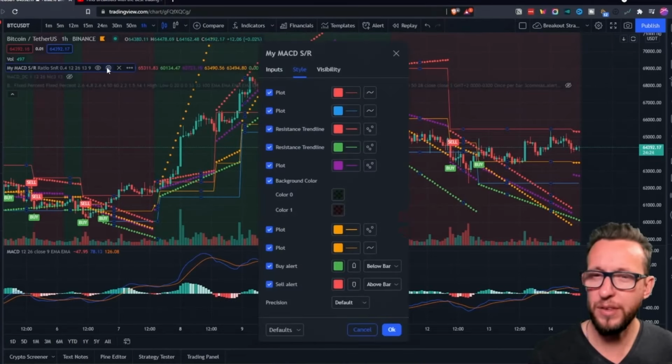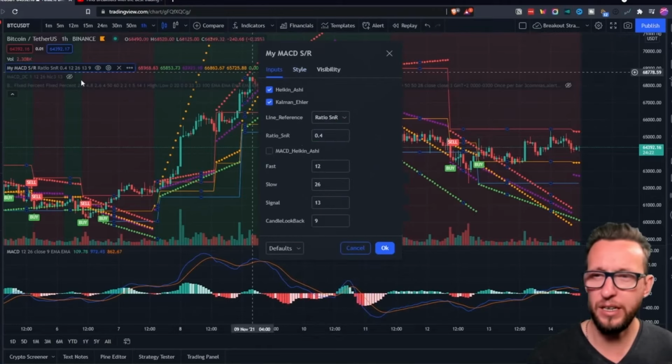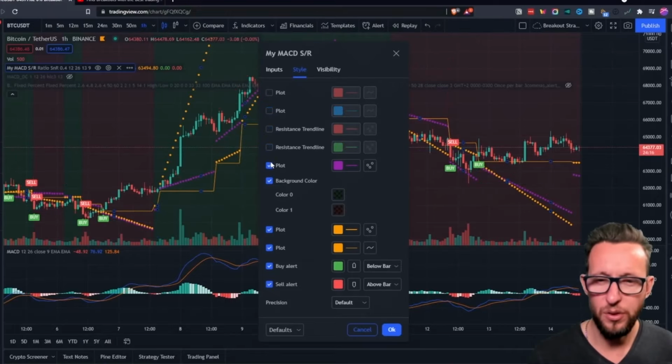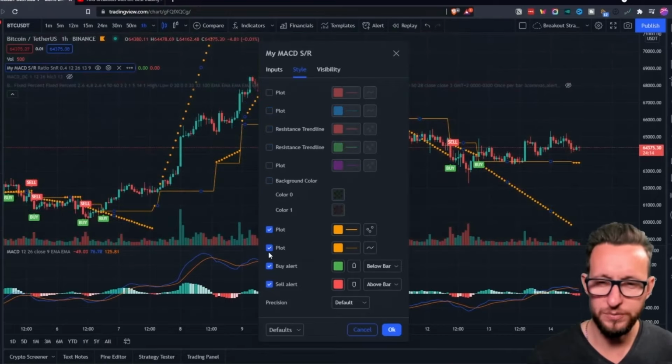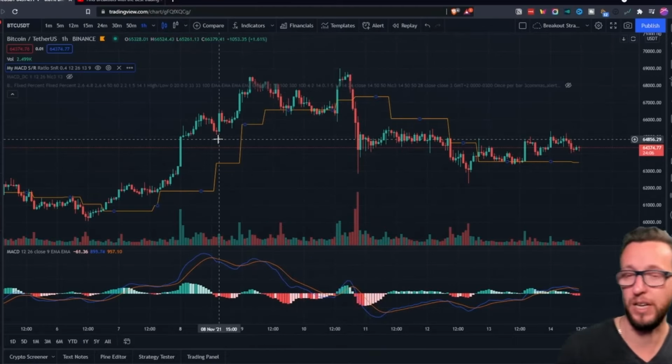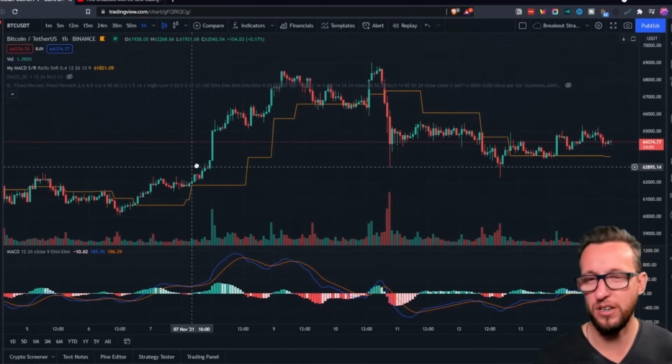So we're going to remove all of the other indicators. I'm just going to click here on the cog, and we're going to remove all of the other indicators all the way down to this orange line called plot. So we keep that one and we'll remove this one here. Now that will just give us this wonderful orange line in the middle of our chart.